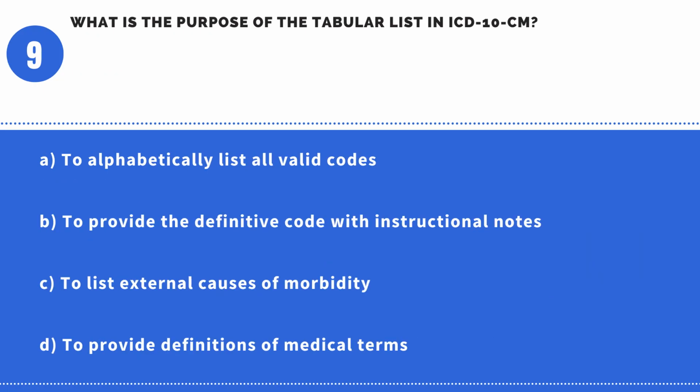Question 9. What is the purpose of the tabular list in ICD-10-CM? A. To alphabetically list all valid codes. B. To provide the definitive code with instructional notes. C. To list external causes of morbidity. D. To provide definitions of medical terms.